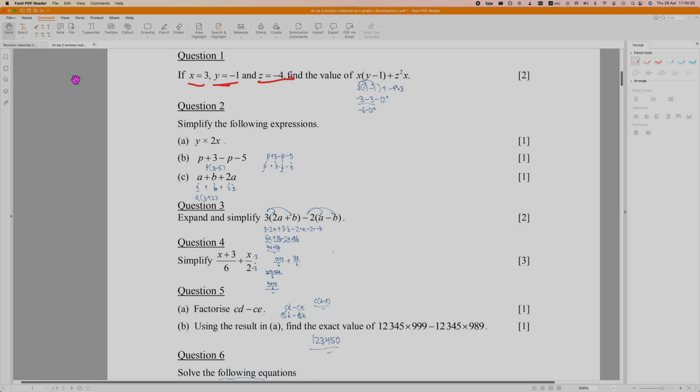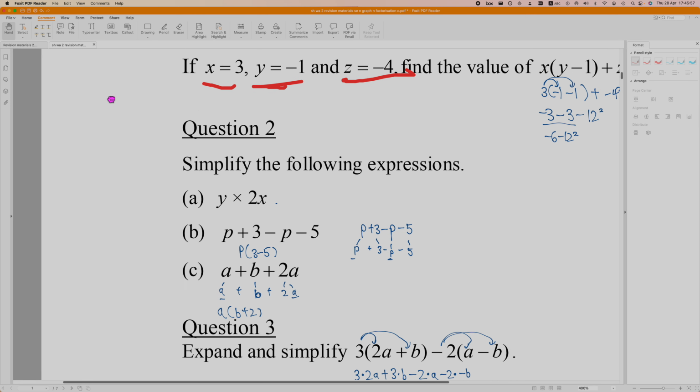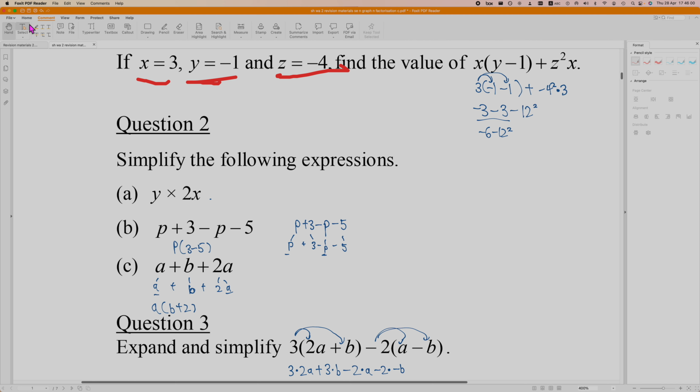Let me just zoom in a little bit. You need to sub in and you need to put a bracket over here. Here, can you see? Yeah. So over here you also need to put a bracket. Okay? Then the 3 is here. So this one also needs a bracket.